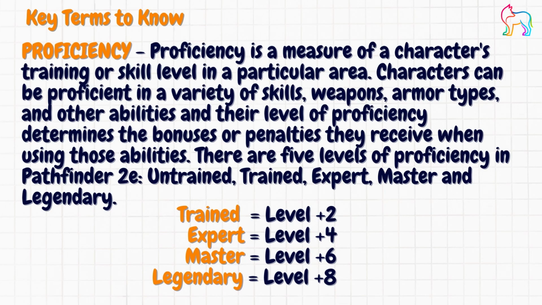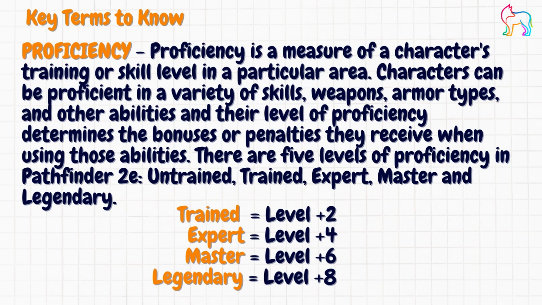There are 5 levels of proficiency in Pathfinder 2nd Edition: Untrained, Trained, Expert, Master, and Legendary. Untrained means the character has no training or experience in the skill or ability and therefore receives no proficiency bonus. Trained means the character has basic training in the skill or ability and receives a proficiency bonus equal to their level plus 2.